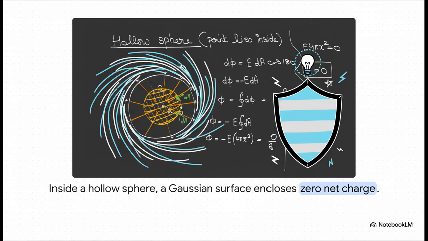This isn't just theory, by the way. This is why being inside a metal car is one of the safest places to be in a lightning storm.